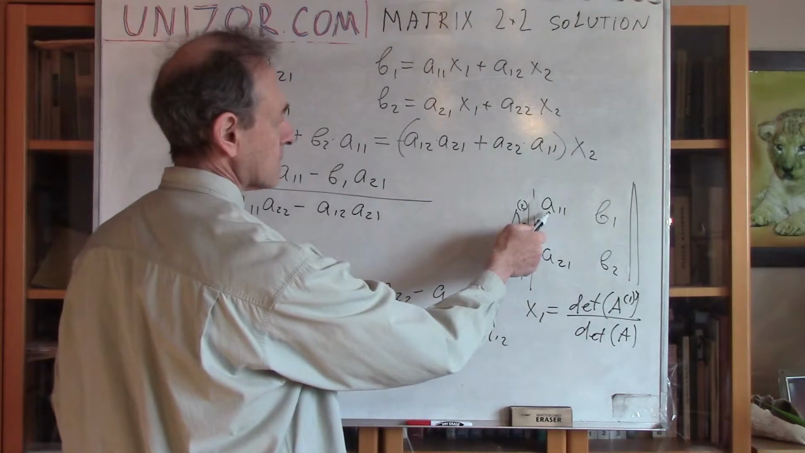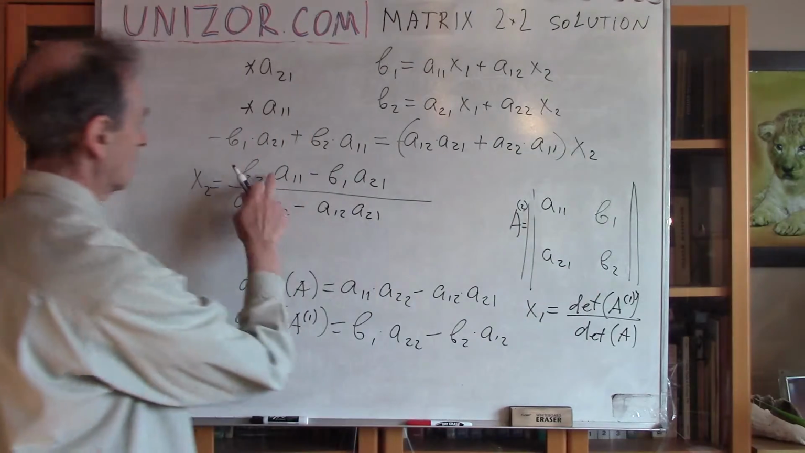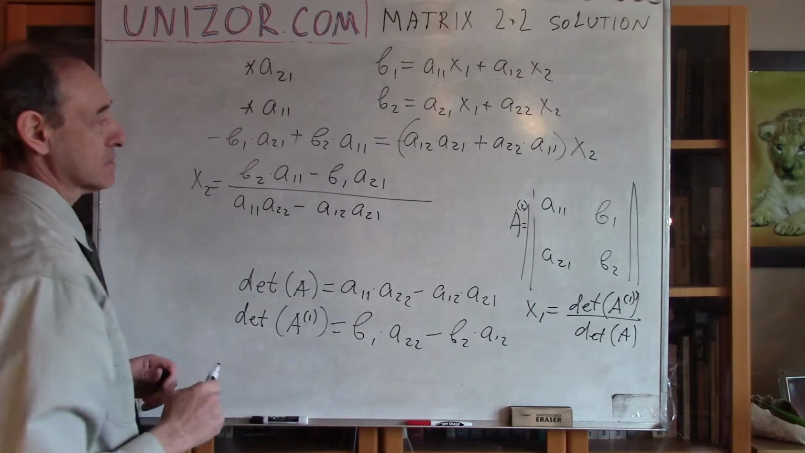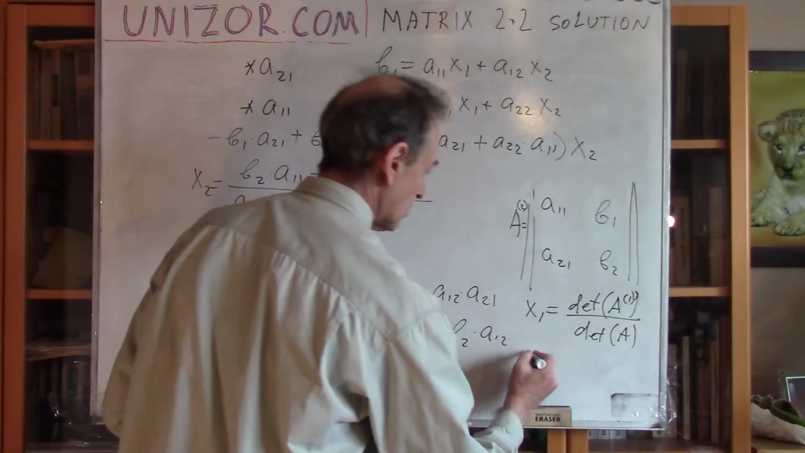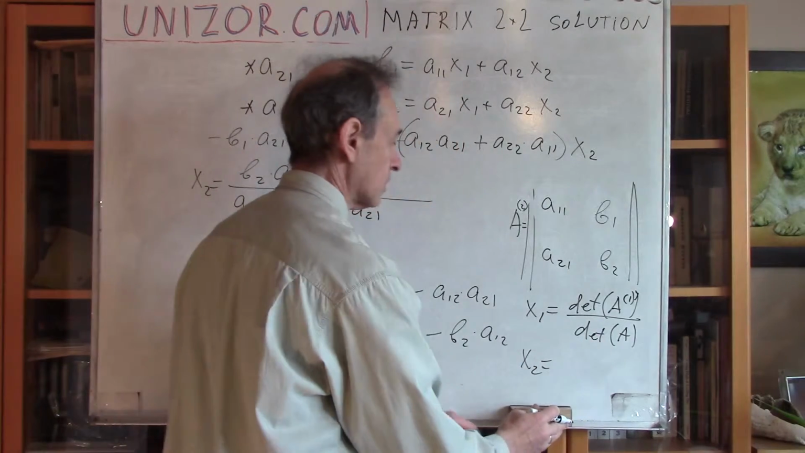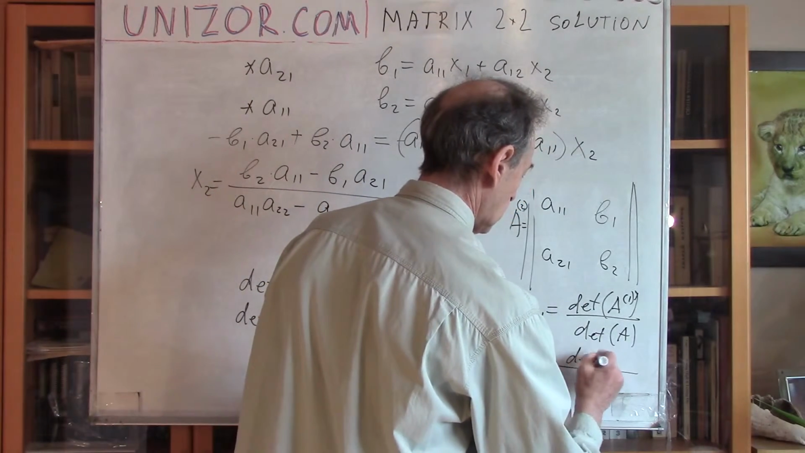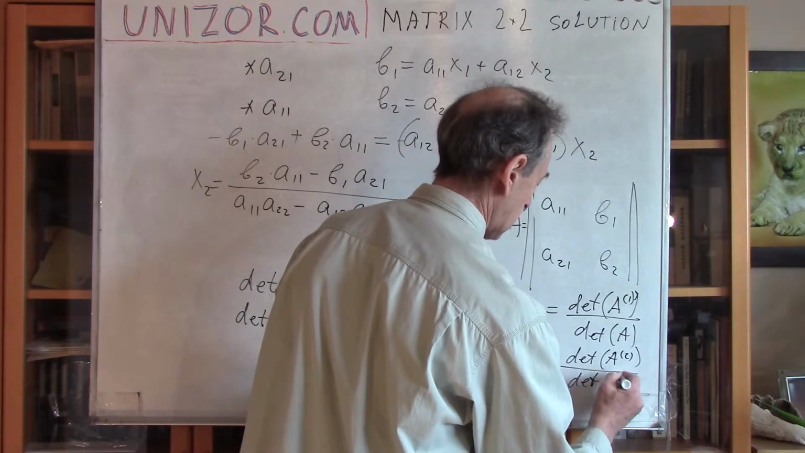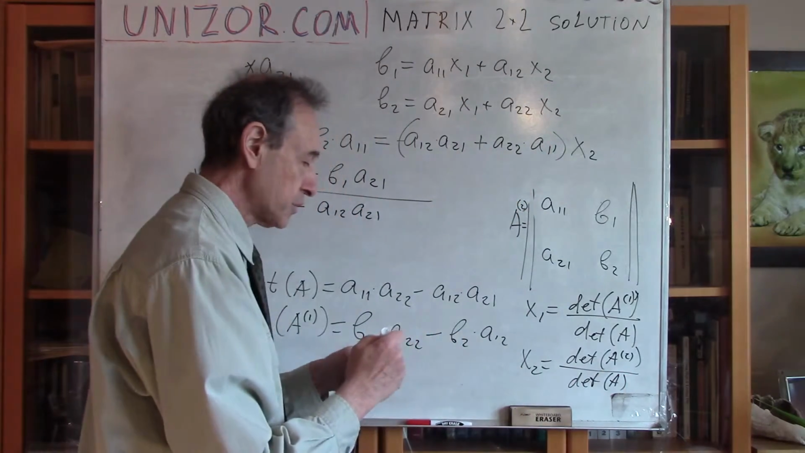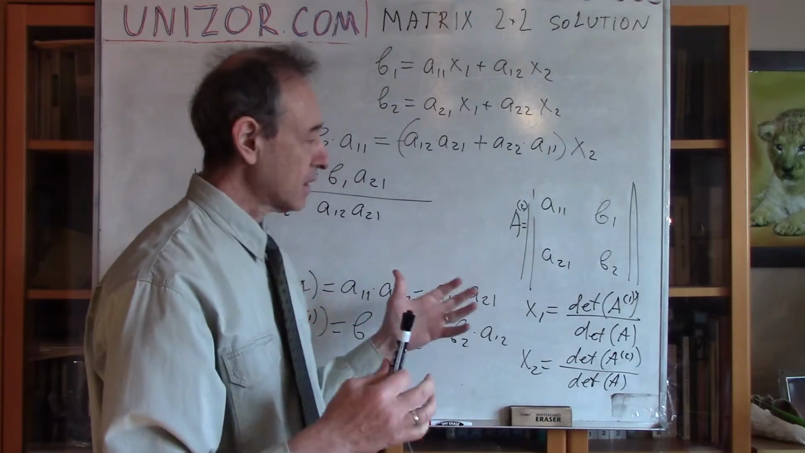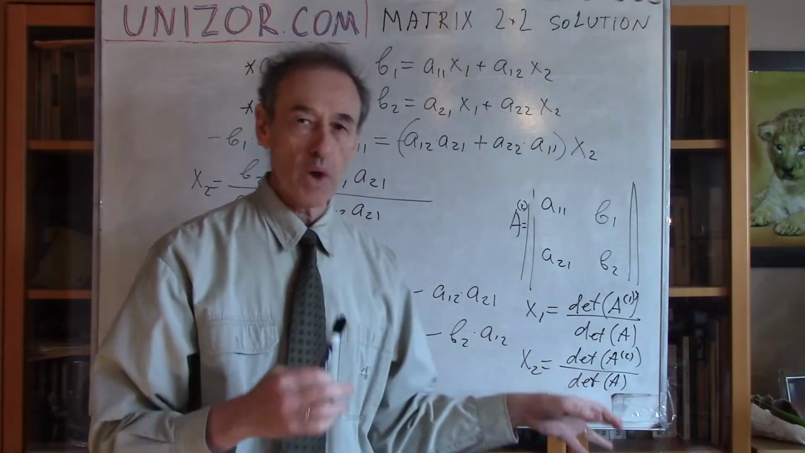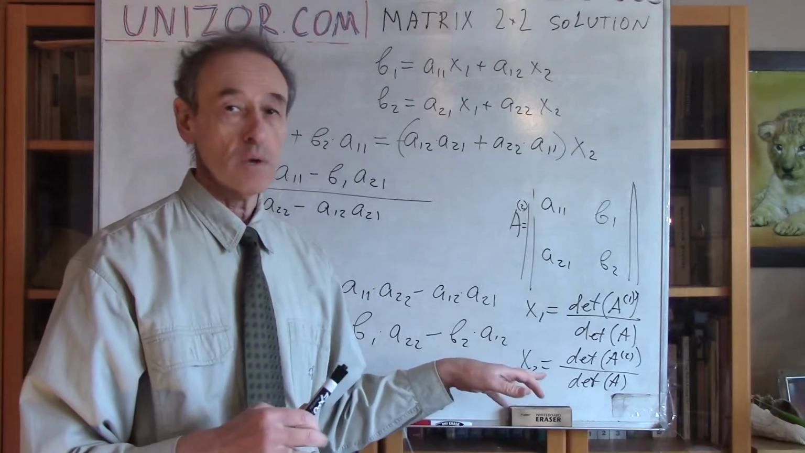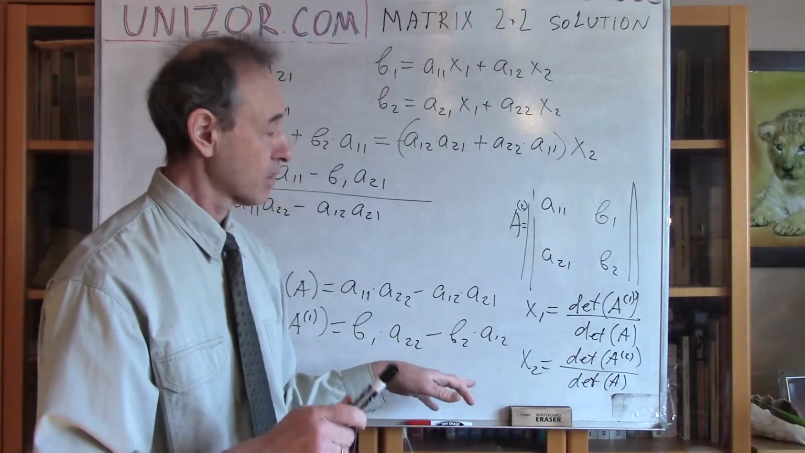And now the determinant is a11 times b2 minus b1 times a21. So as you see, x2, similarly to x1 actually, is equal to the determinant of matrix A2 divided by the determinant of matrix A. So what we have done here, we have come up with a very general way to express solutions of our system of two linear equations with two variables.